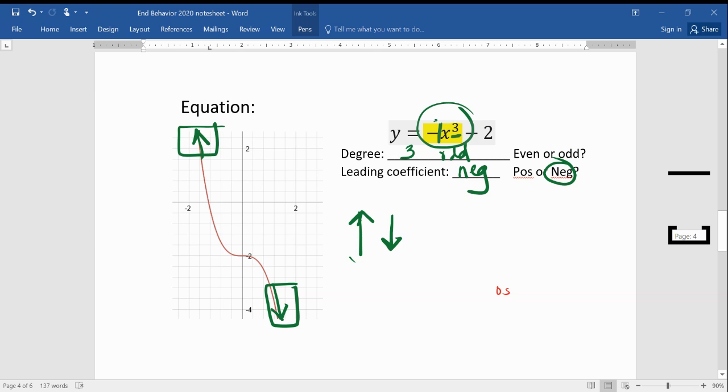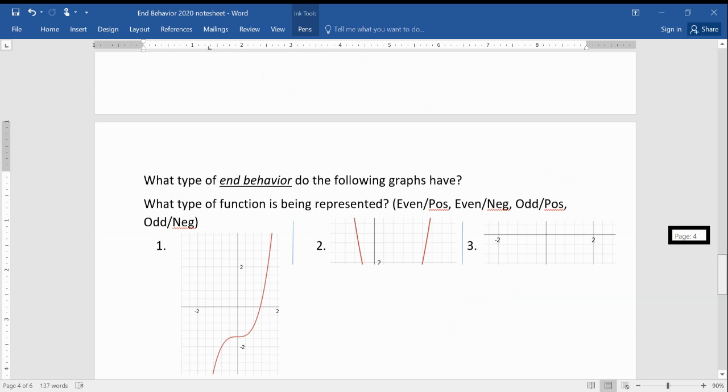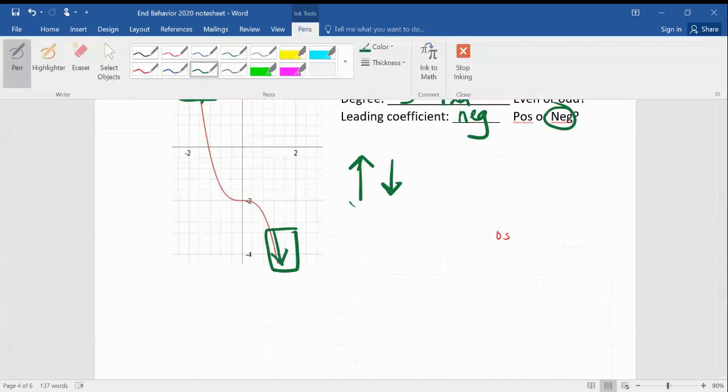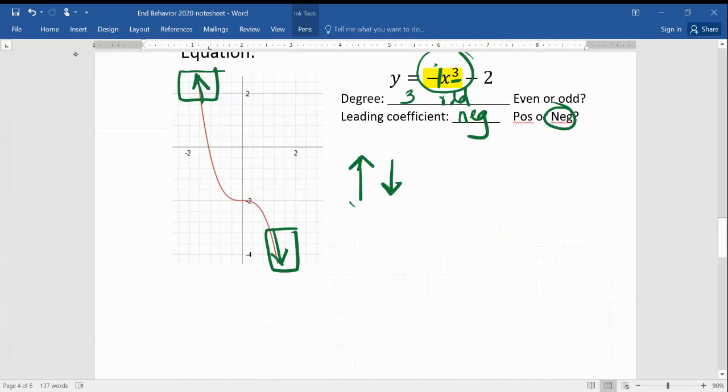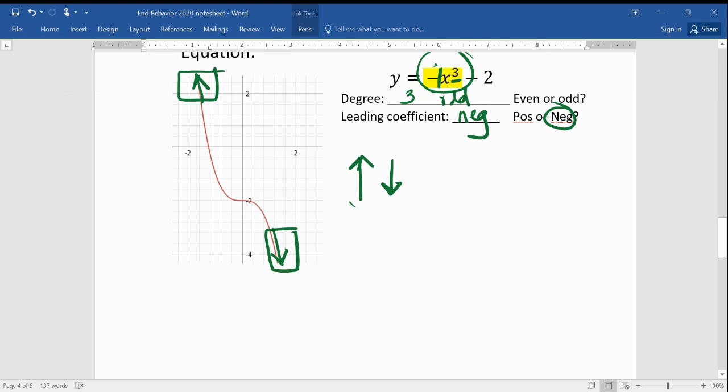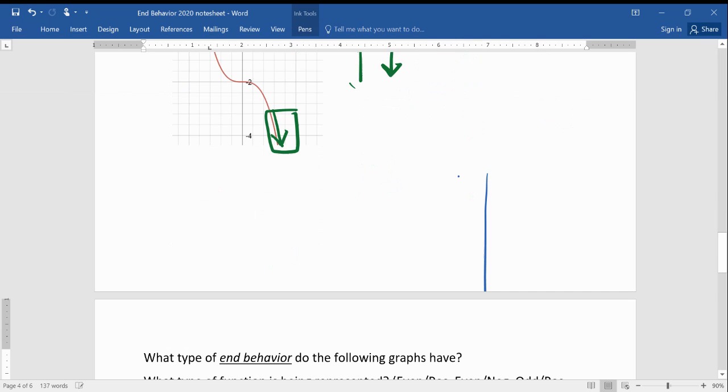Okay, so what we need to do is make a little summary of the different kinds of graphs and what the end behavior is going to be for those depending on what the degree is and all that good stuff, all right? So here's what I usually will do.